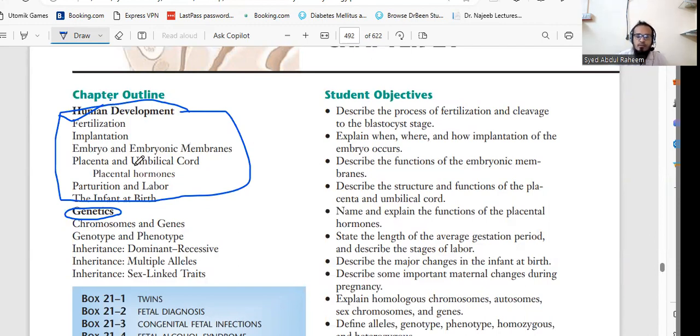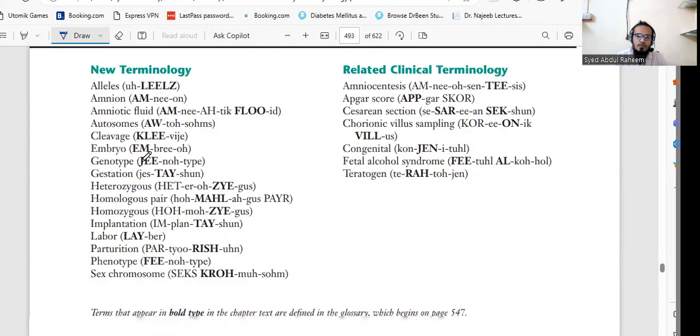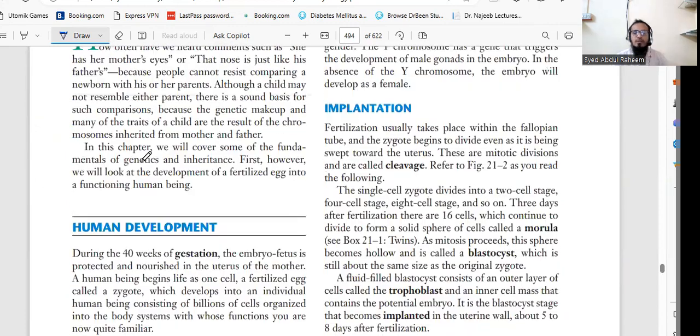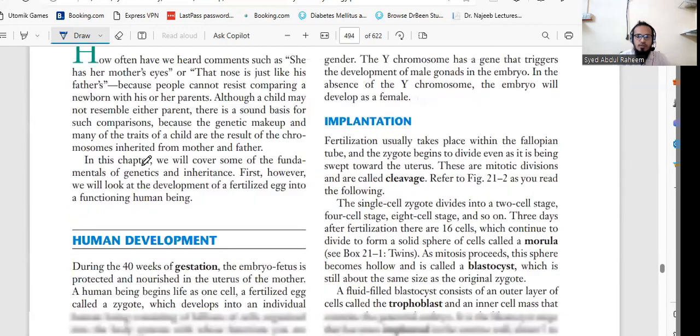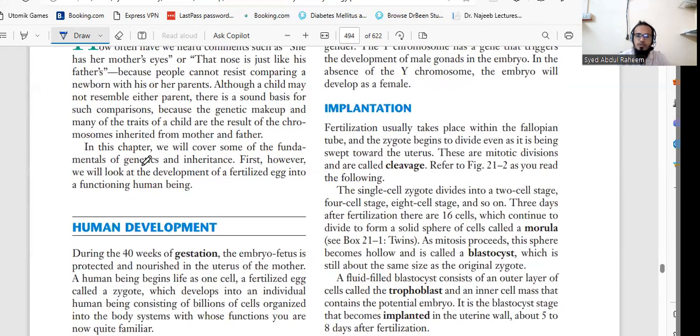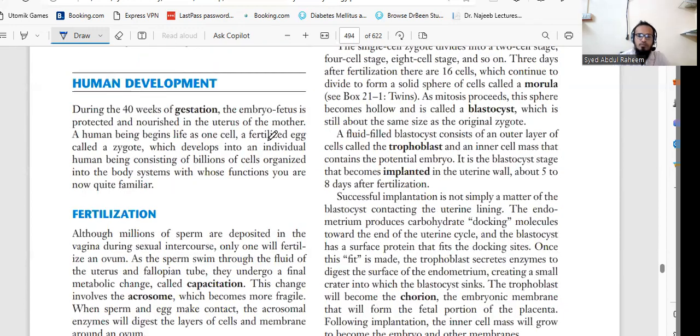So basically, after fertilization, after the ova and sperm cell meet together, we have one cell. Further development of the human will happen. They will begin with one cell. So we will call it embryo. What will we call it? We will call it embryo.